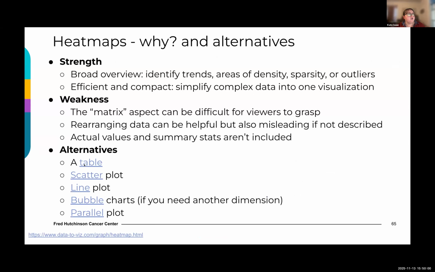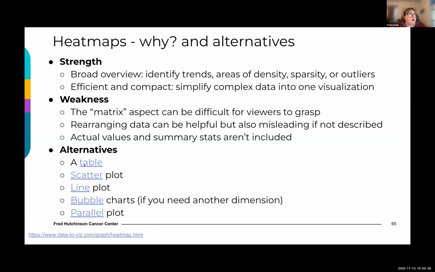So why would you use heat maps? What are their strengths? And their strengths are that they're giving a broad overview of a lot of data, and you can identify trends, areas of density, sparsity, or outliers. And they're very efficient and compact because they're simplifying all of this complex data into one visualization. The weakness of them is the matrix aspect can be difficult for viewers to grasp. So while I love them and they make sense to me, that doesn't mean that they'll make sense to everyone. And it can be difficult for people to grasp them.